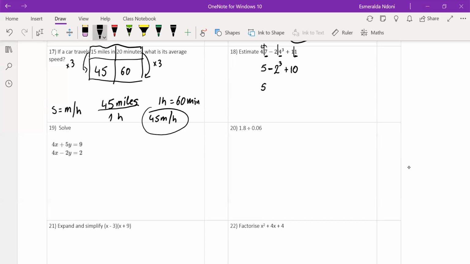All we have to do now is work out 2 cubed, which is the same as 2 times 2 times 2. That gives me an 8 plus 10. 5 take away 8 is a negative 3. Remember, on your number line, your starting point is a 5 and you're going down by 8.